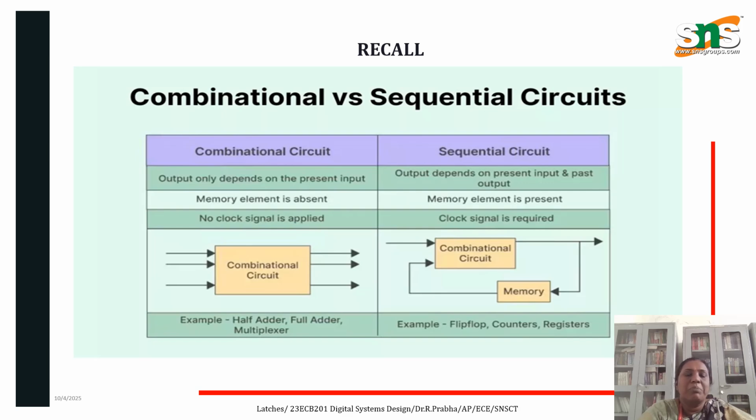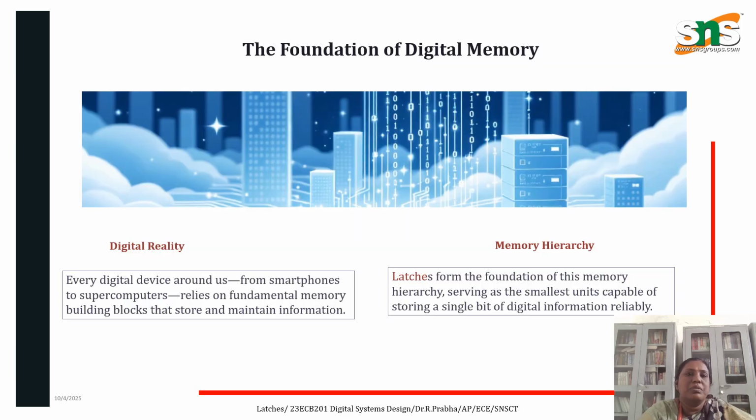But when comparing to sequential circuits, outputs do not depend only on the present combination of input, they also depend on the past output. So to store the past output, we require a memory element, and in sequential circuits, a clock signal is also required. Examples are flip-flops, registers, counters, latches, etc.